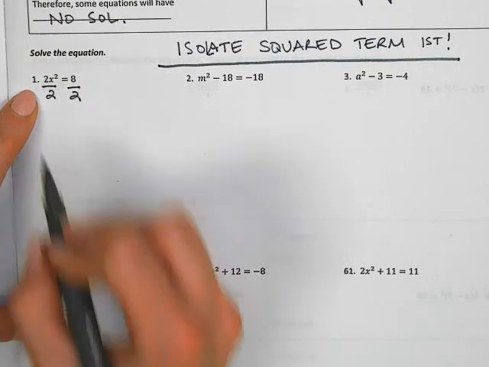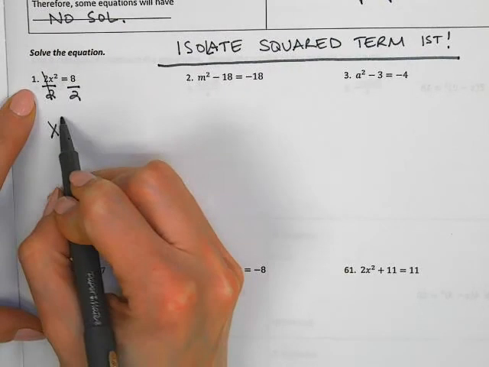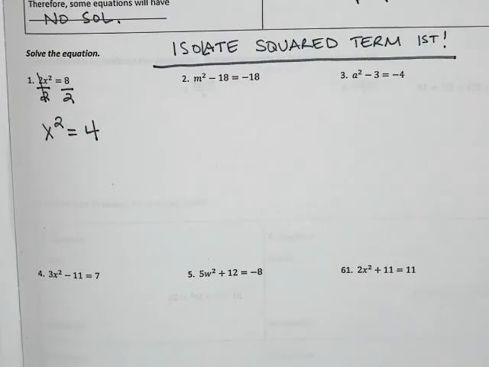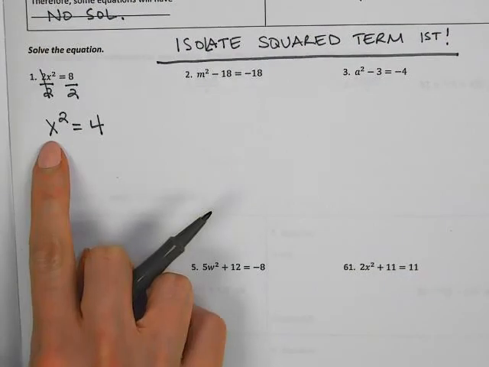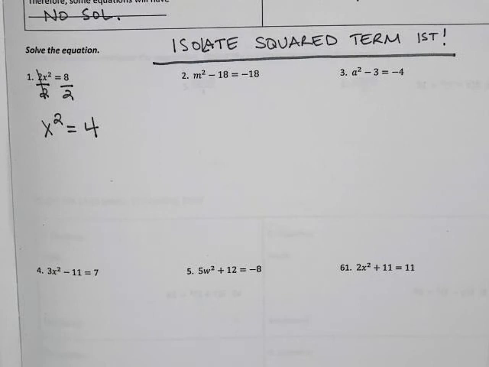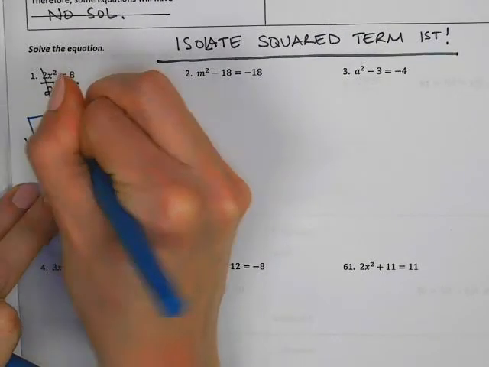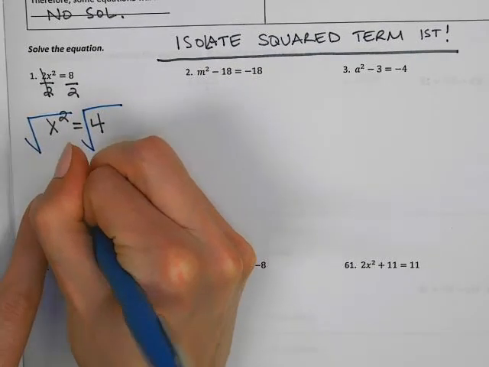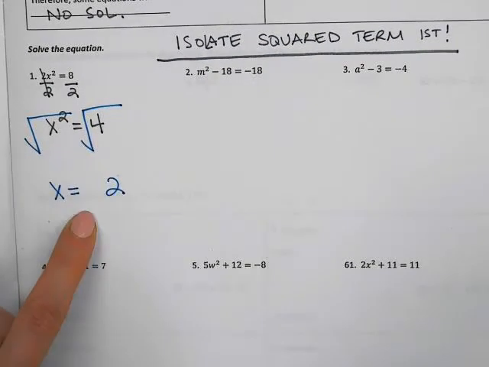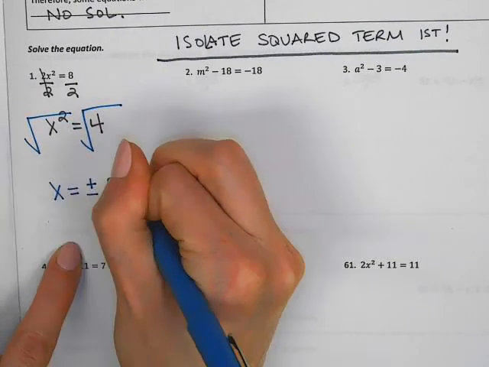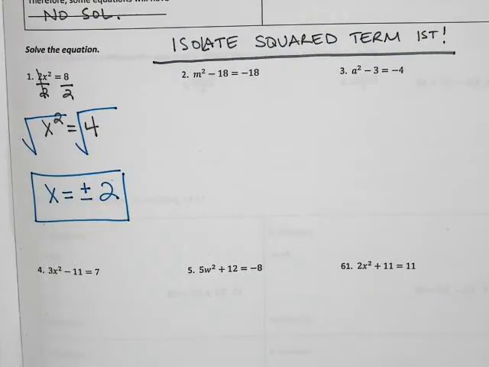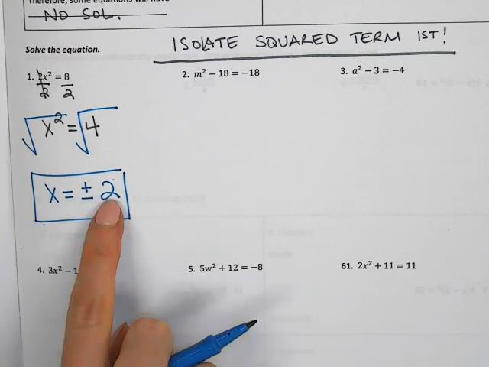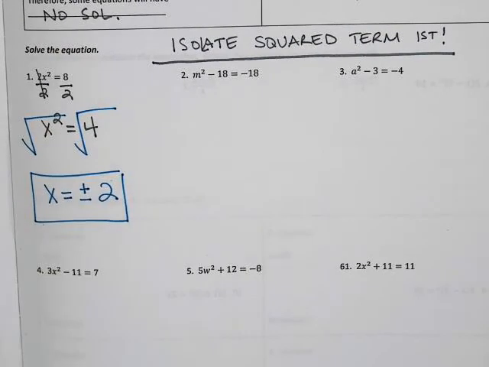Okay, so when you divide by 2, these cancel. You get x squared equals 4. And now that it's isolated, to solve a squared, you square root both sides. Okay, and that gets you x equals, so square root of 4 is 2, but don't forget, it's plus or minus 2. Because there's 2 numbers that squared is 4, positive 2 and negative 2.